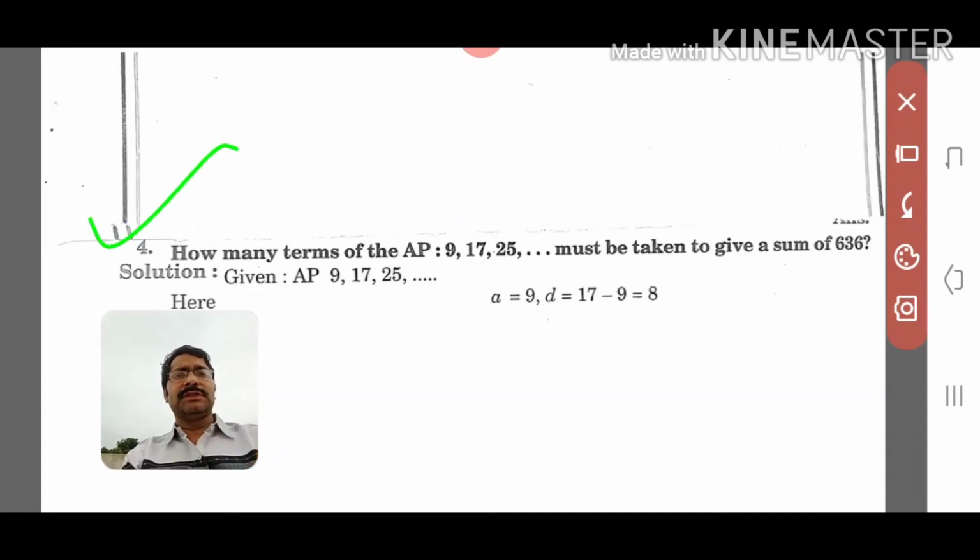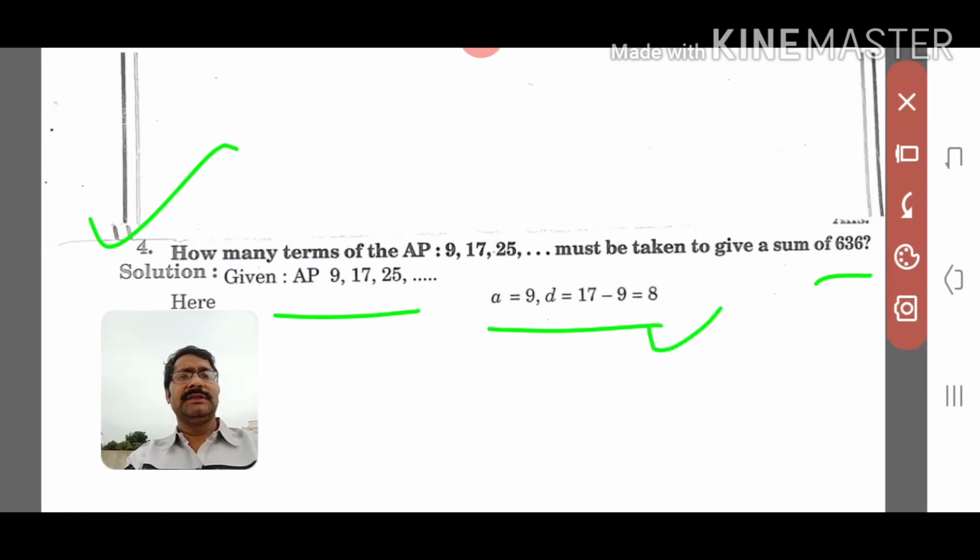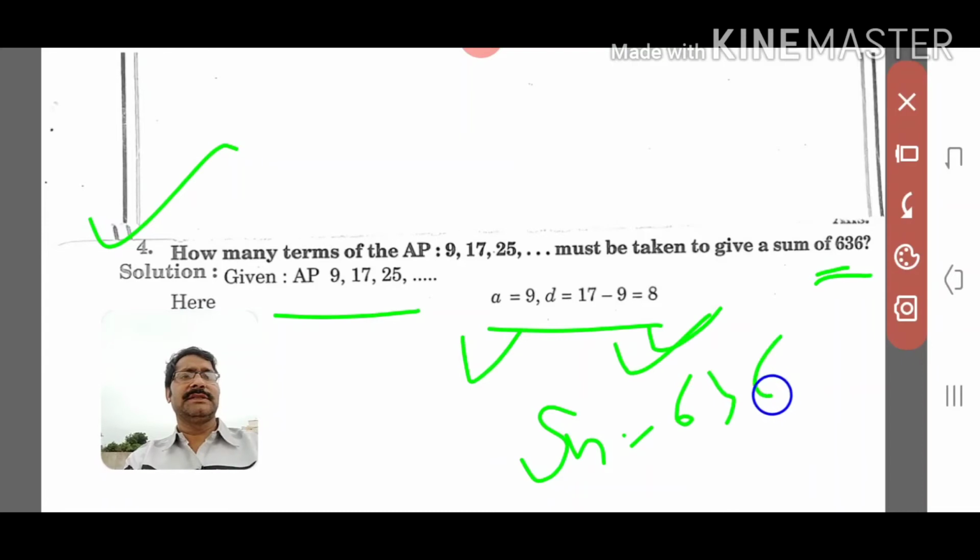We have to do question number 4. How many terms of the AP 9, 17, 25 must be taken to give a sum of 636? Here the AP is given, 9, 17 and 25, and here a is 9, d is 17 minus 9, which is 8. So a you have, d you have, and Sn is given, Sn is 636. Now you have to find n, since how many terms means you have to find n.